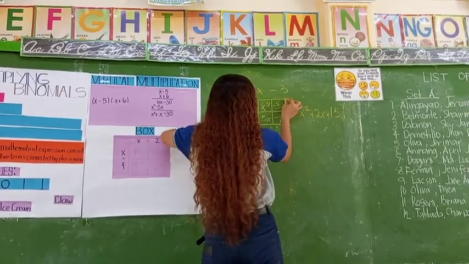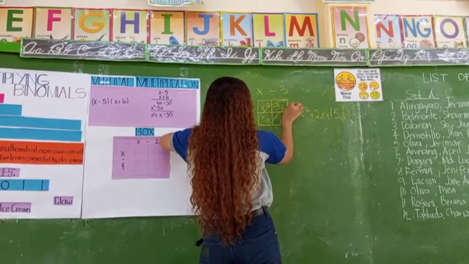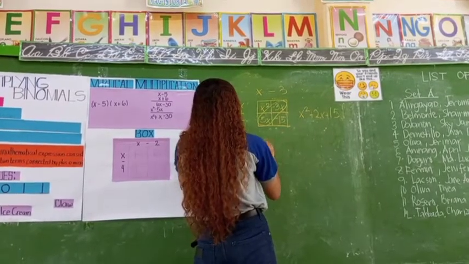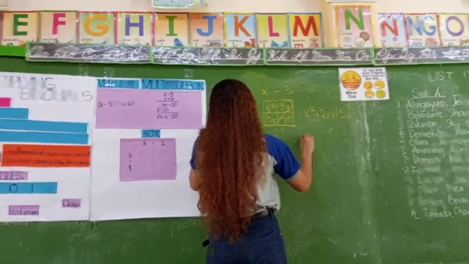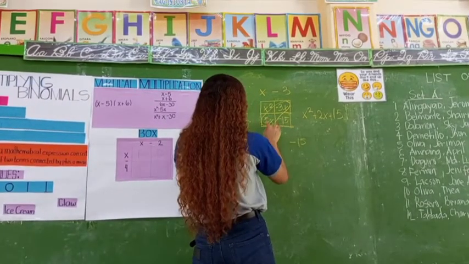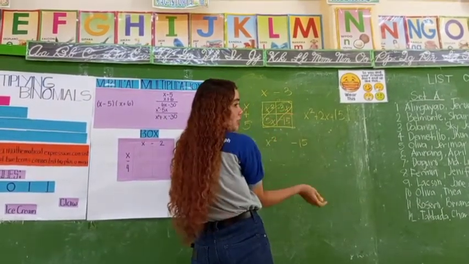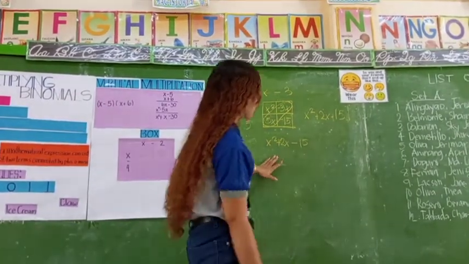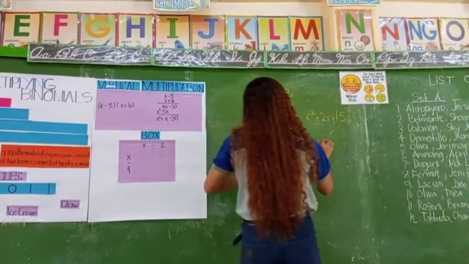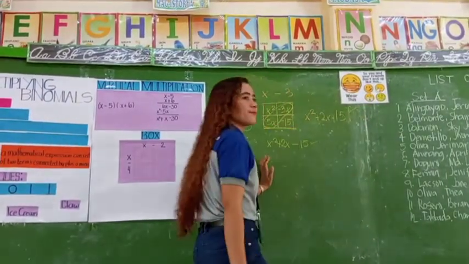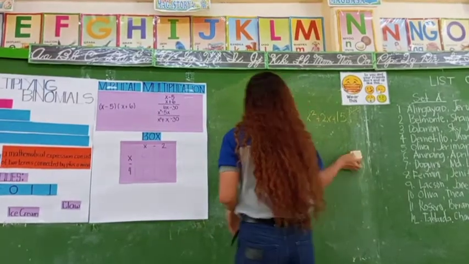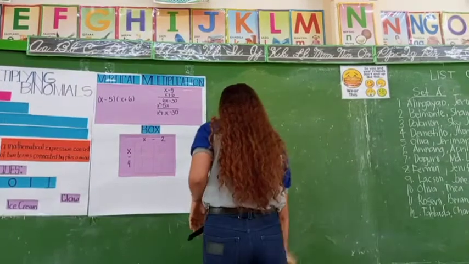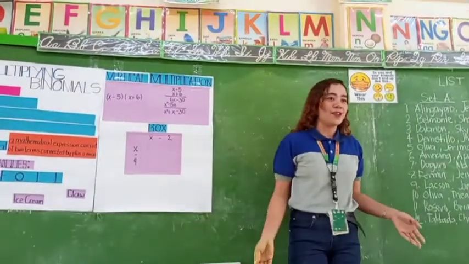So, again, let's solve the like terms. The like terms are here. So, let's just bring the x squared and then negative 15. X squared minus 15. So, 5x minus 3x will be positive 2x. Is that right? Okay, correct. You are correct.